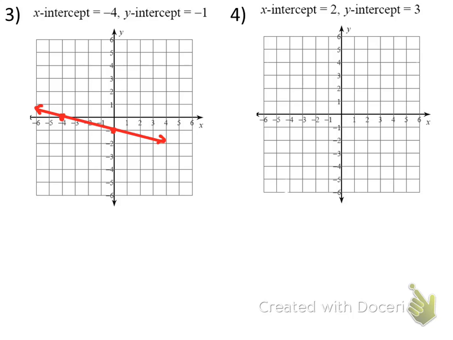Okay, so number 4, you should have your x-intercept at 2, y-intercept at 3. There you go, connect the dots. And that's it for numbers 3 and 4. So these are easier problems when they give you x and y-intercepts, okay? Now what if you don't know the x and y-intercept? Let's do number 5 now.